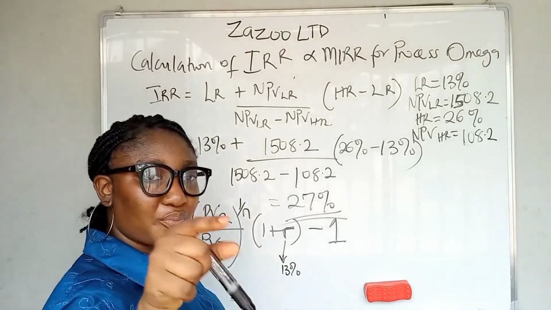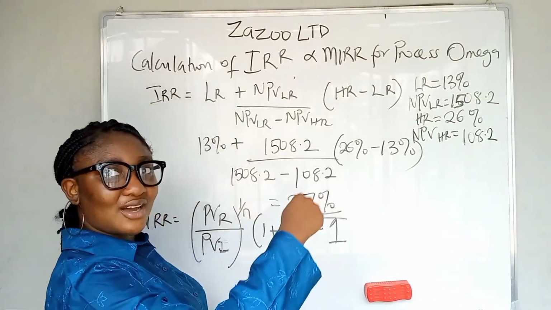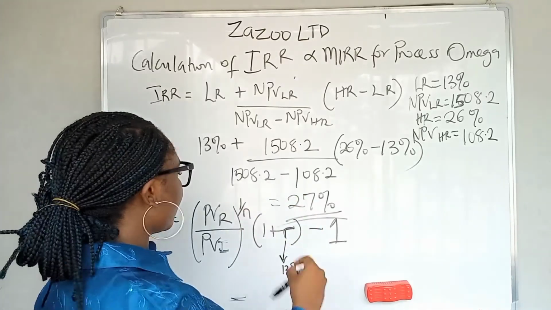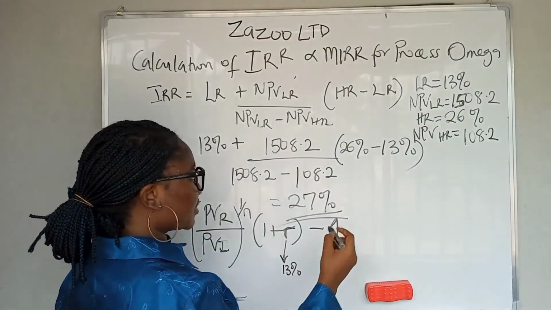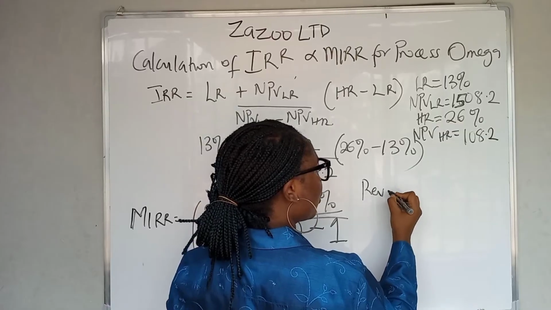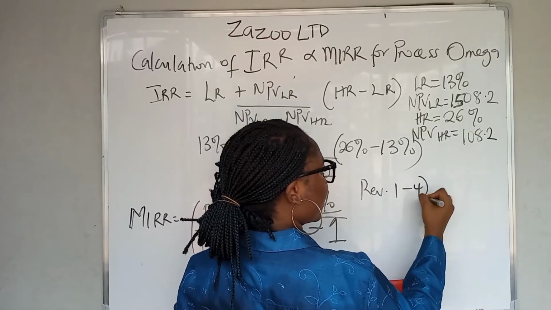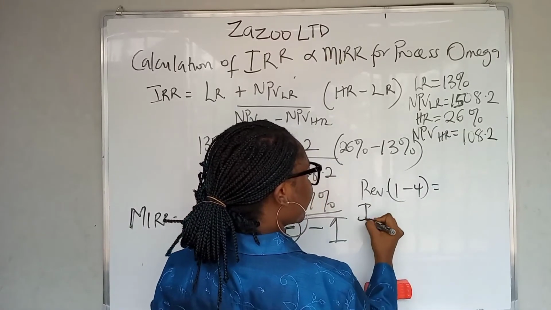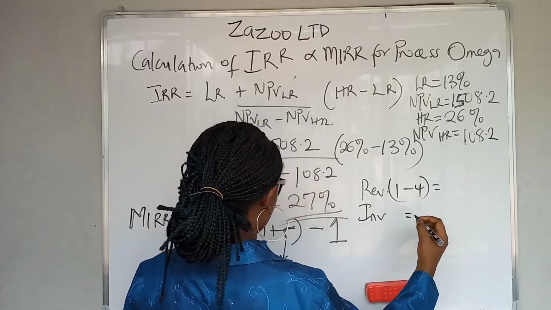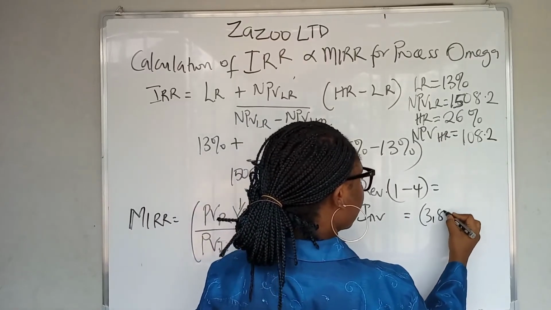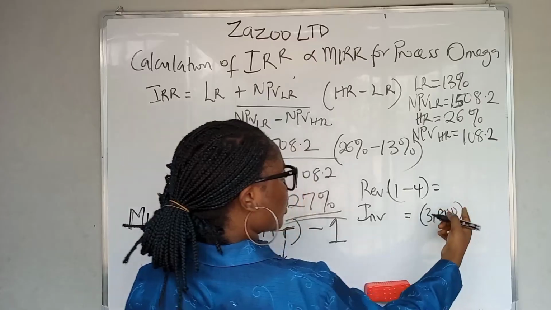Remember that we have done the present values. Now when we multiply by the discount factor at 13%, the present values of the revenue phase, you add from year 1 to year 4. Then for the investment phase, that was 3.8, that's 3,800,000. I'm just abbreviating.